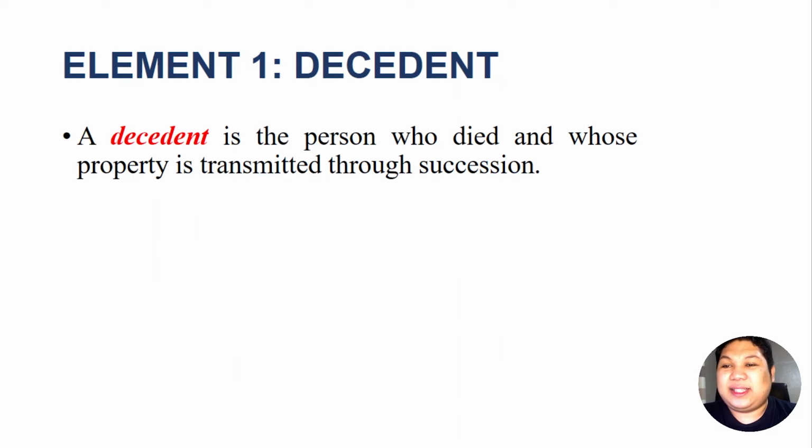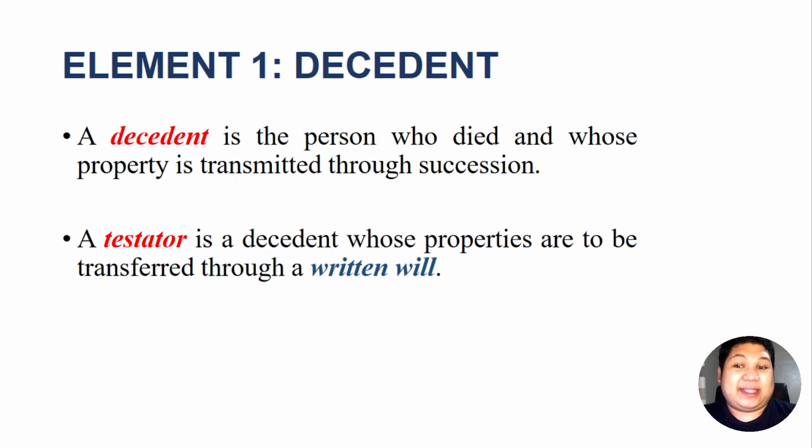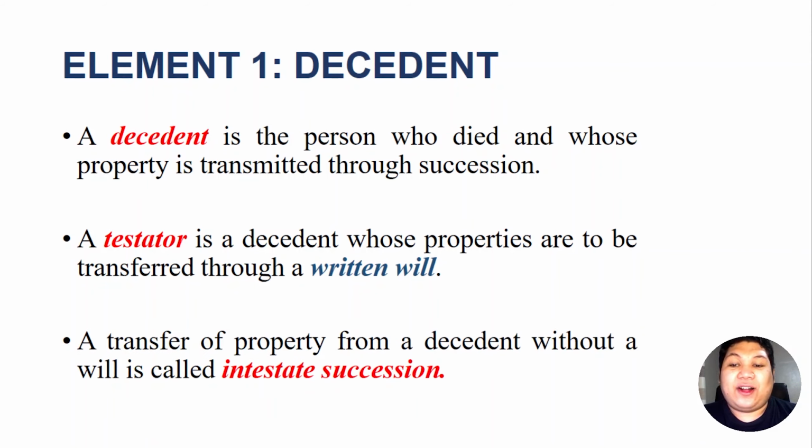So number one, you have the decedent. A decedent is the person who died and whose property is transmitted through succession. He could be a testator. So when someone dies and he has a written will, meaning he left a will, then he is called a testator. He is a decedent whose properties are to be transferred through a written will. And a transfer of property from a decedent without a will is called intestate succession. So when there is a will, the person who died is called a testator. And when there is no will, it is called an intestate succession, meaning the law will apply as to how much an heir would receive.